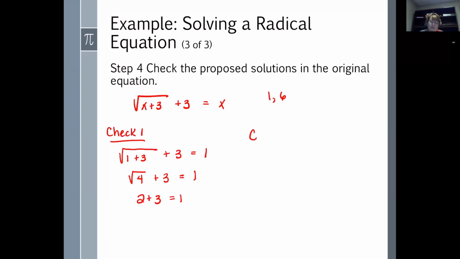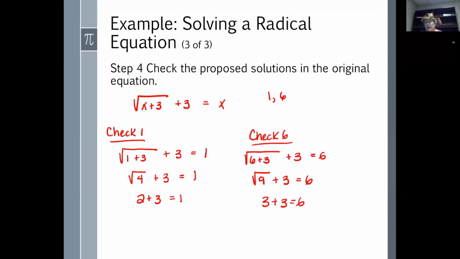Let's check 6. Put the 6 back in for x. Square root of 6 + 3 is the square root of 9. Square root of 9 is 3. So the solution set to this equation is the number 6. 1 is not a solution. So the only solution is the number 6.